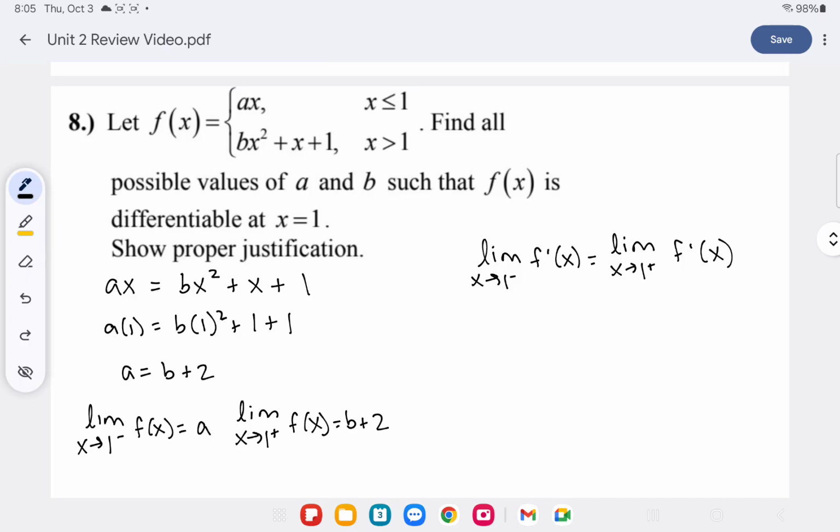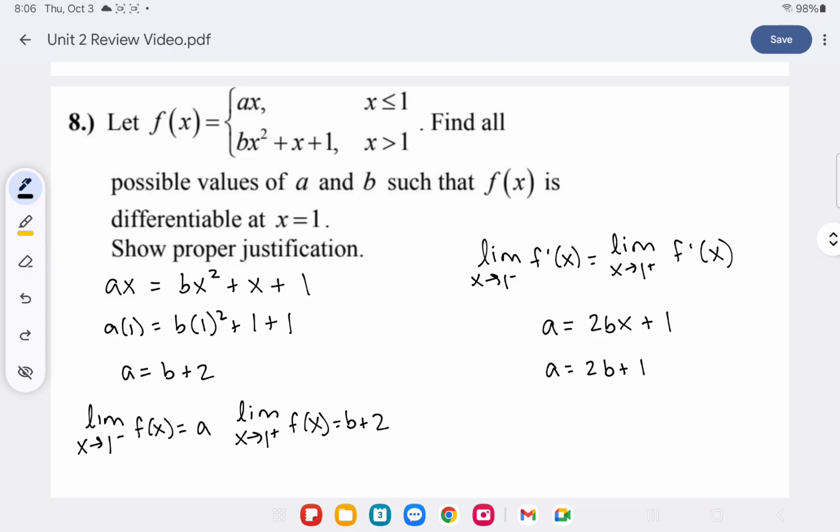So from the left, the derivative of ax is a. And on the right, our derivative would be, let's see, 2bx plus 1. And again, our x is 1 here. So if I plug in a 1 for x, that just means that it's going to be 2b plus 1. I should probably be a little bit more careful with my notation.